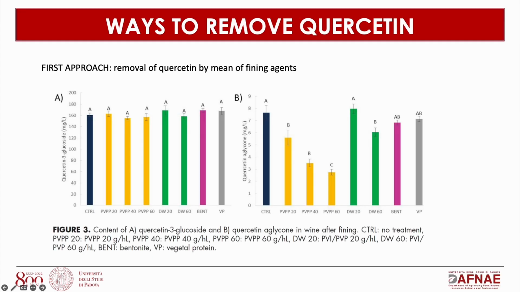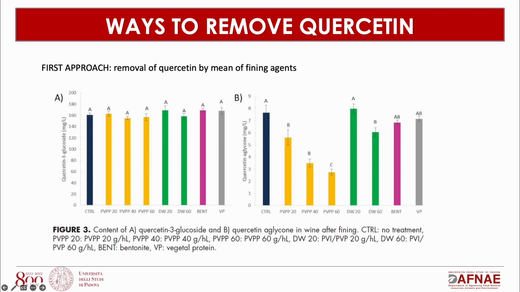And so in 2016, in Italy, in Tuscany, a big project called QuestHub started just to face the problem of quercetin precipitation. And one of the results they published is that PVPP is able to remove quercetin. So we tried in comparison with other products, and we confirmed that PVPP works.